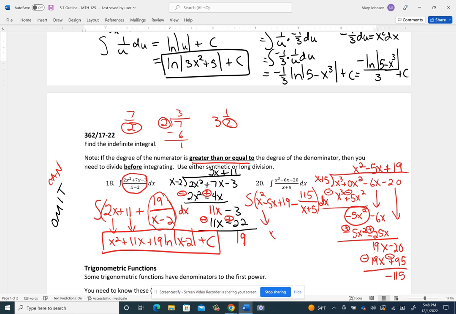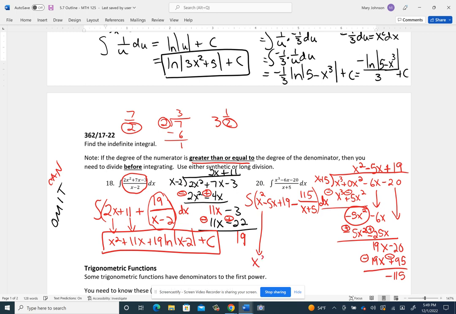So this would become 1/3 x to the third. This one right here would be minus 5 halves x to the second. So I'd have x to the second divided by 2, but I already had that minus 5. Here I'd have a 19x. Here, I'm going to move this down a little bit so I have a little more room to write. There we go. So I'm going to be doing it a little further down so there's more room to write.